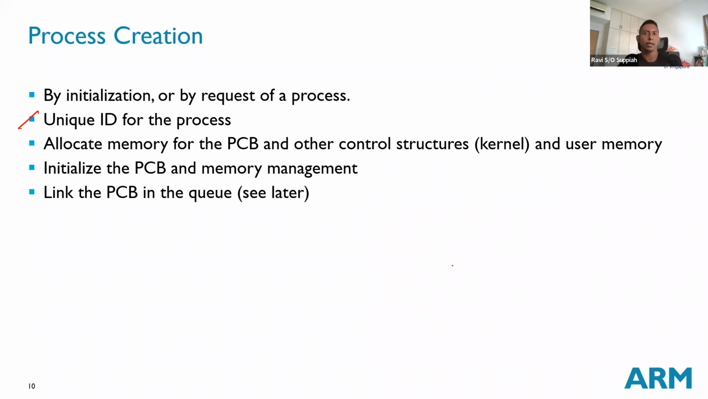While the ID is allocated, the OS also allocates the memory for the process control block as well as the memory required by the code. Then it initializes the process control block and the memory related aspects before it adds the task to the queue.